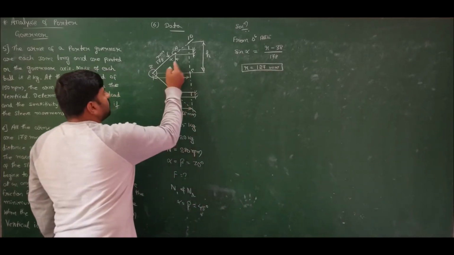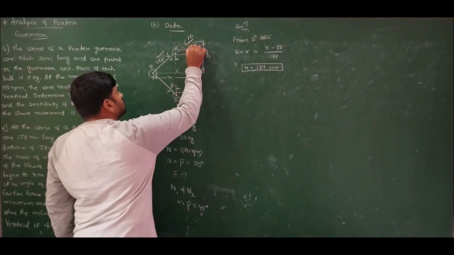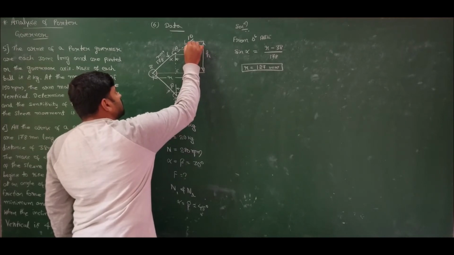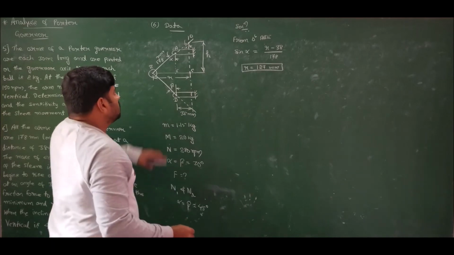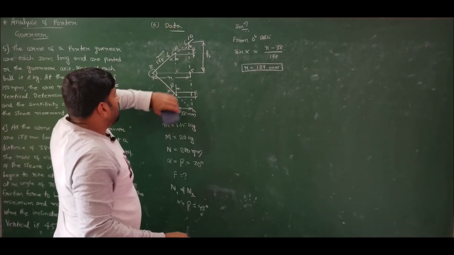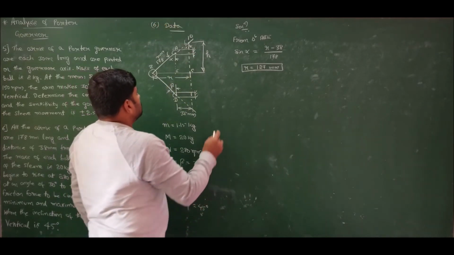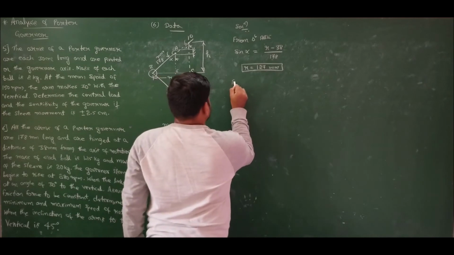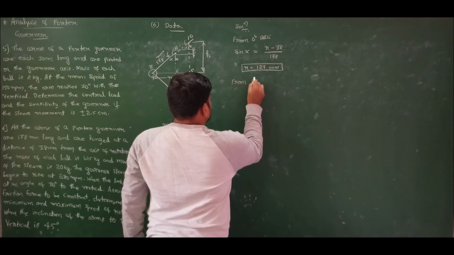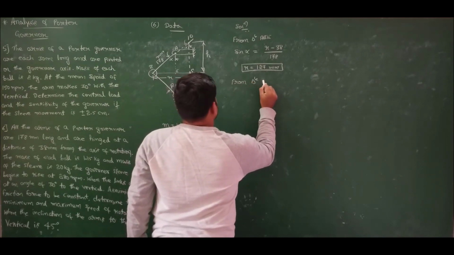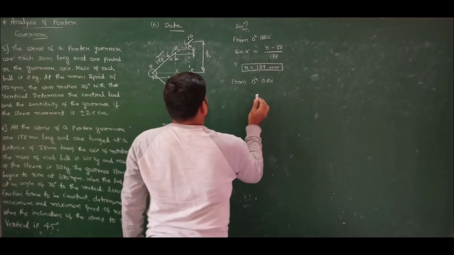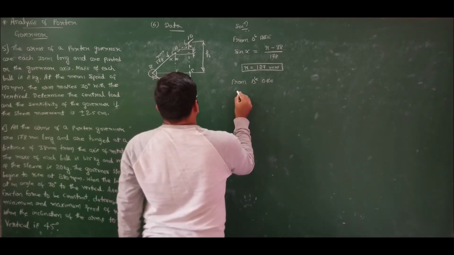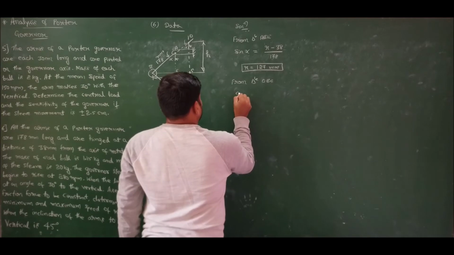Now if this is alpha, this is also alpha. If that is alpha, this must be equal to alpha only, right? So now use this alpha and find what is the value of H. That is from triangle OBC. From triangle OBC, I can write cos alpha.